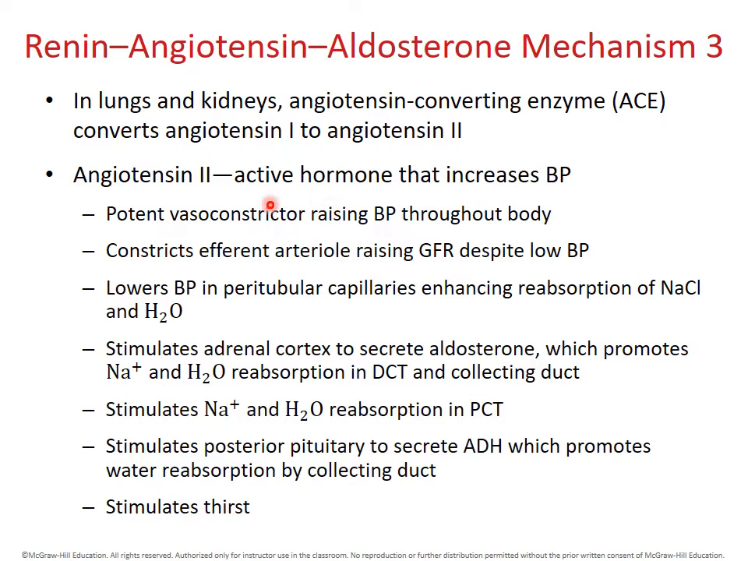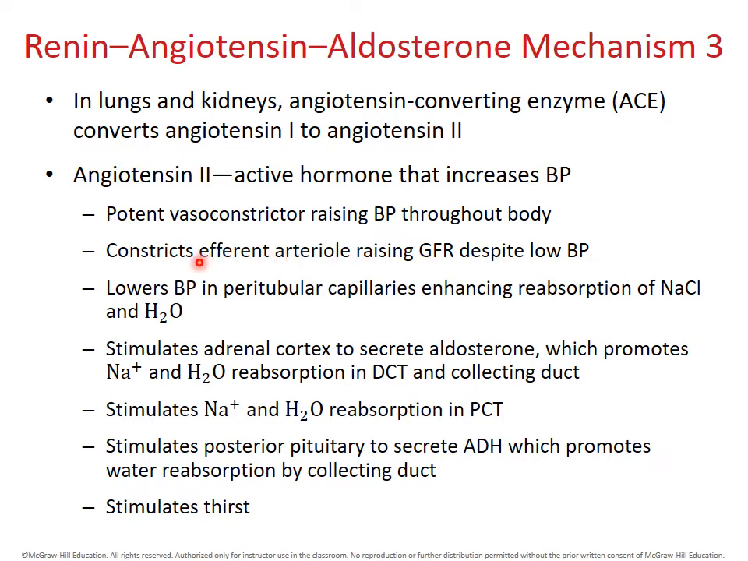A very specific effect of angiotensin 2 that we had not talked about before is that it constricts the efferent arterioles. It actually constricts both afferent and efferent, but its effect on the efferent is much, much greater than it is on the afferent. And so the end result is that even though we might have low blood pressure in the system, because that's what started all this, remember, we're actually going to get an increase in glomerular filtration rates.